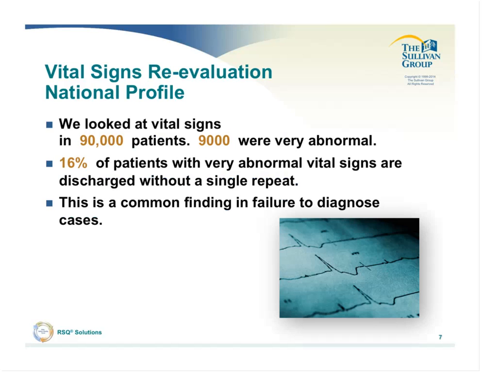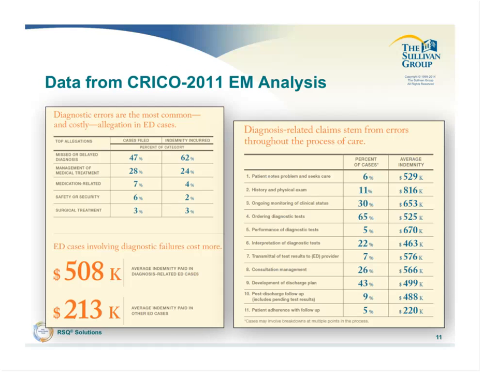So we looked at 90,000 patients coming into emergency departments. We found 9,000 that had a very abnormal vital sign. Of that 9,000, 16% of patients with the very abnormal vital signs went home with the same vital sign without a single repeat. This is a common finding in failure to diagnose cases. It is the cause of patient injury, morbidity, and mortality in many cases. So we've defined the problem.